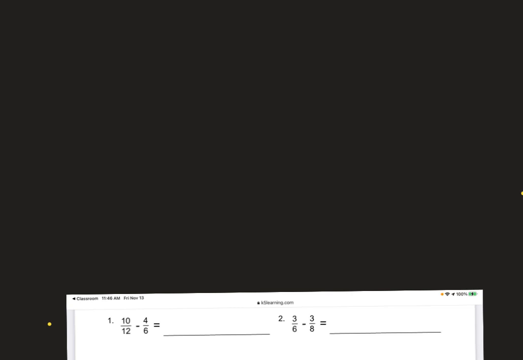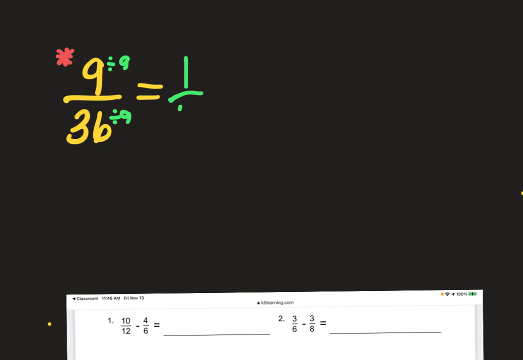So let's start simple with a number like 9 over 36. If you remember the rules, I told you to start with your numerator first. So if I look at my numerator, I've noticed that 9 will go into 36. So to simplify, I can divide both of these by 9. 9 will go into 9 one time. 9 will go into 36 4 times. So my answer is 1/4.